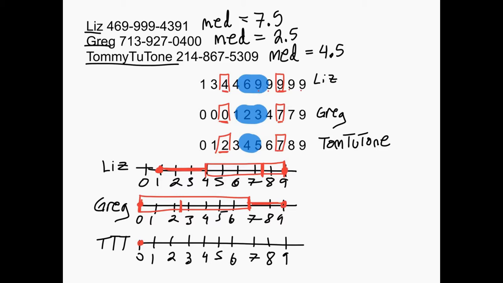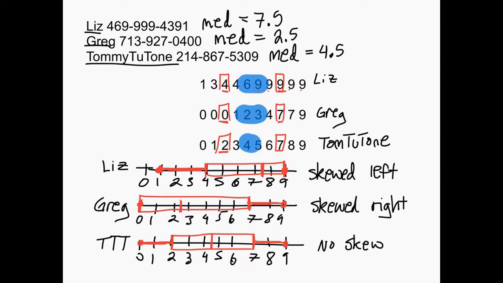So his range is going to be the same as my husband's. So it's going to go from 0 to 9. His median, however, is right in the middle. It's at 4.5. And then his quartiles occur at 2 and 7. So Tommy's data is perfectly evenly distributed, and we would say it's not skewed. So Tommy Two-Tone's data is not skewed, no skew.